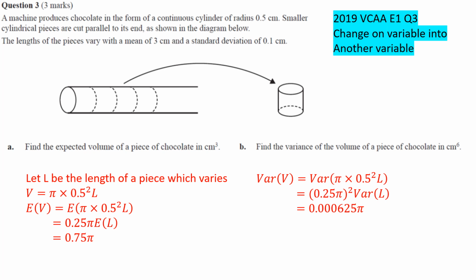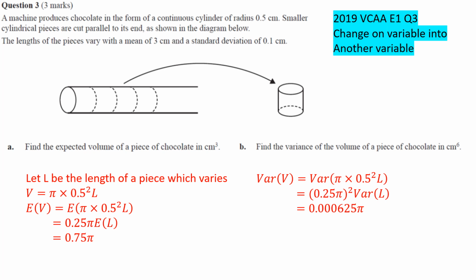So the expected value of V is just equal to this, and using the rule, we can just multiply the expected value of the length by the constant. So that's why you expect the volume to be 0.75 pi. This question is worth 1 mark only. You don't need to show all the steps like what I did over here. I'm just trying to explain to you what's happening. That's all.